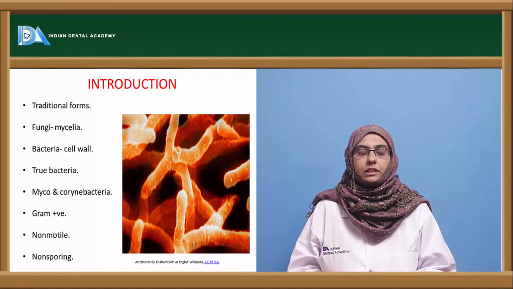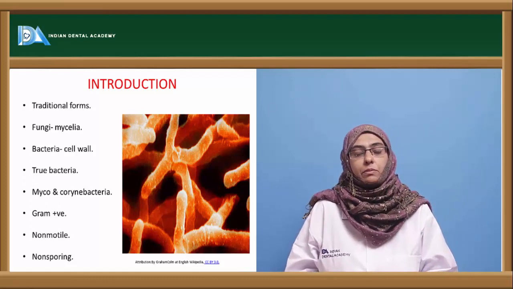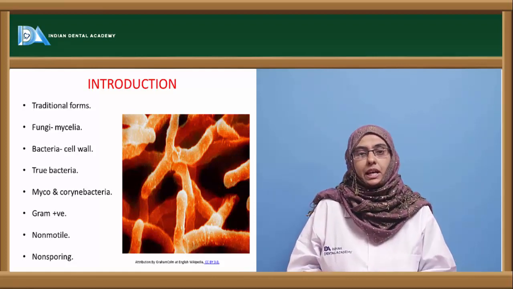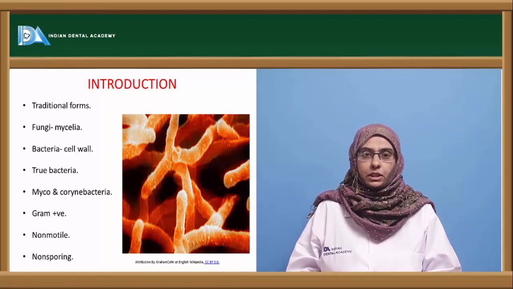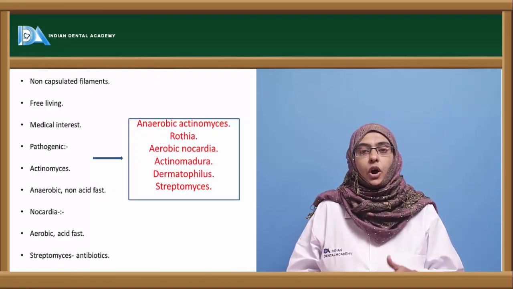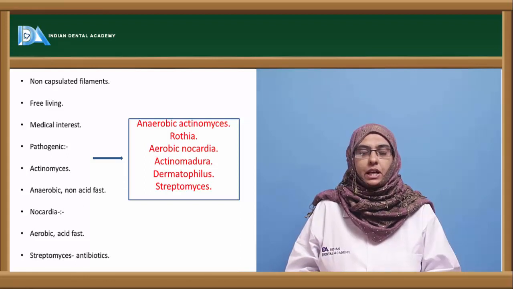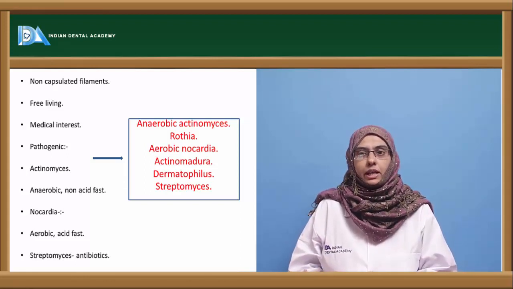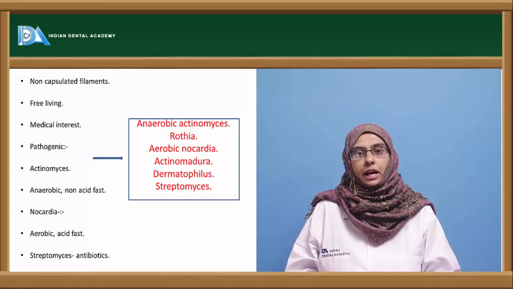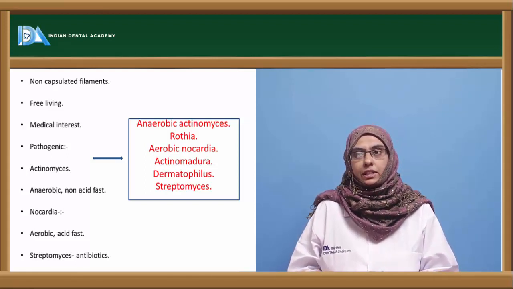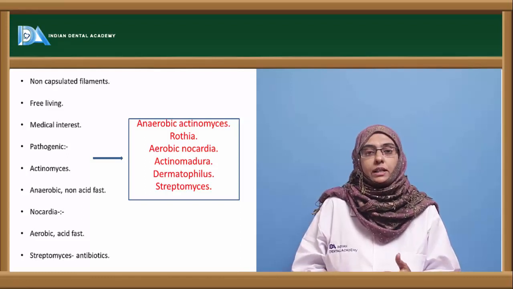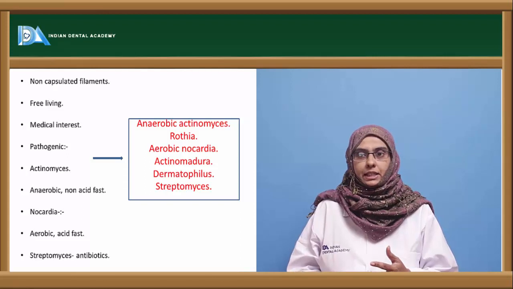These organisms show a relation with the mycobacteria as well as the corynebacteria. They are gram-positive, and some of the species are acid-fast in nature. They are non-motile, non-sporing, non-capsulated, and can break down into branching filaments or coccoid elements. They are mostly free-living in the soil, and the organisms of medical interest belonging to the Actinomycetes are usually the anaerobic Actinomycetes, Rothia, aerobic Nocardia, Streptomycetes, etc.